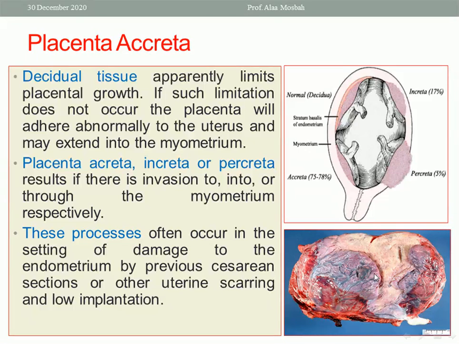As you see in this picture, this is placenta percreta invading the muscle wall of the uterus, still reaching the peritoneum.